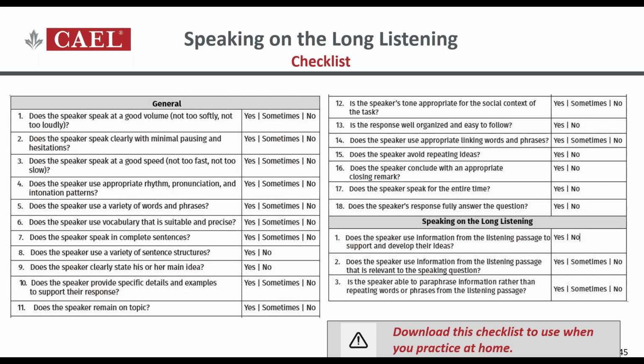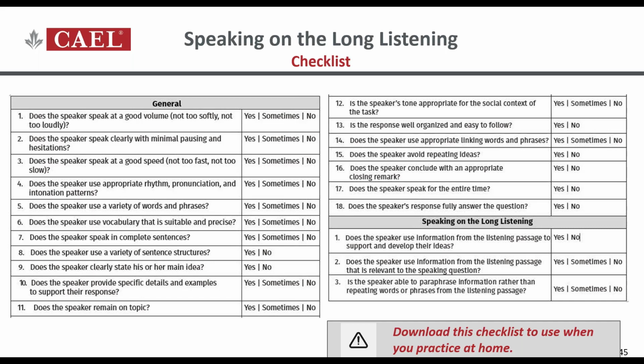Number 2 says, does the speaker use information from the listening passage that is relevant to the speaking question? Okay, so that means the question that you're answering, you need to use information that actually helps to support your point. If you use different information, the wrong information that's not relevant to what you're saying, that could also affect your score a little bit, or potentially a lot if you don't answer the question.